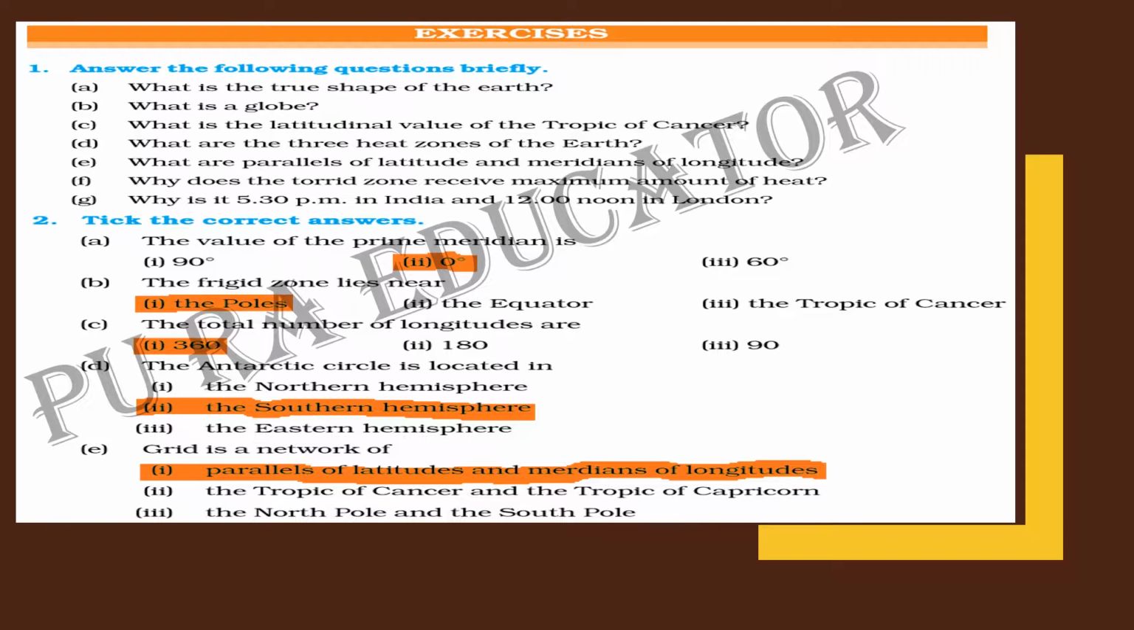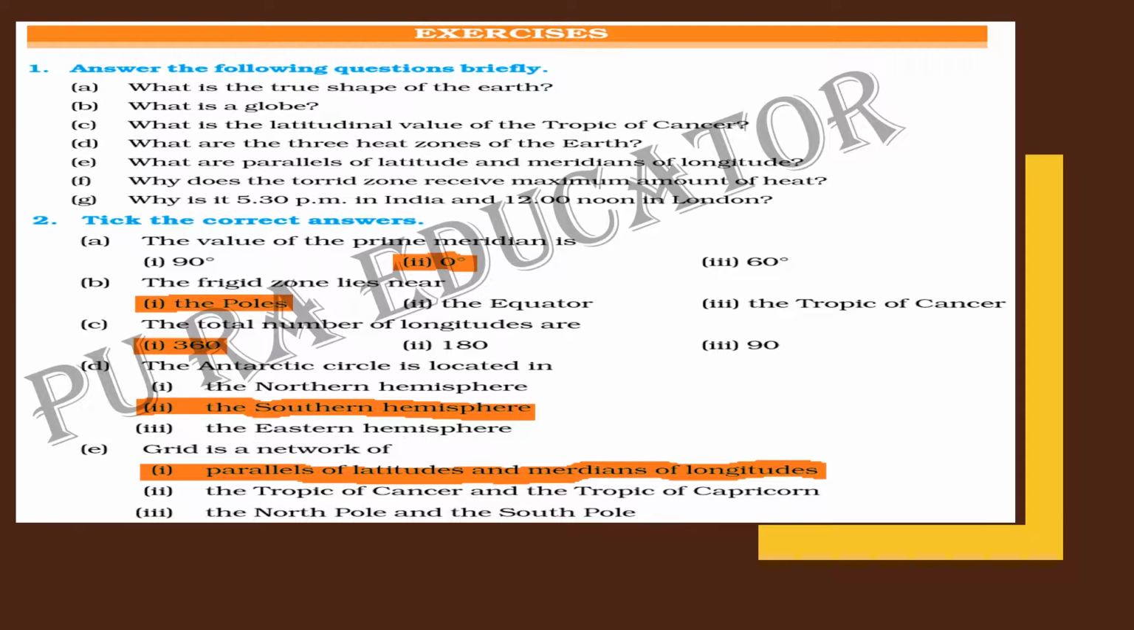Friends, the first question which we are getting here is, what is the true shape of the earth? Earth is in the shape of a geoid. Geoid means in the shape of the earth. It is spherical in shape. It is flat at the top and bulges in between. Second question is, what is a globe? Globe is a true model, as I have discussed. It is a miniature of the earth. It exactly looks like earth.